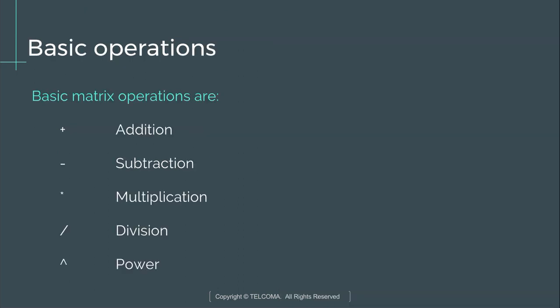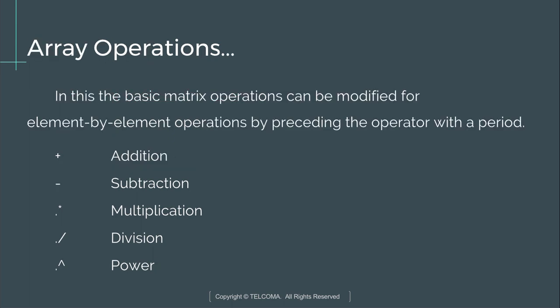Now, basic operations. Basic matrix operations are, as you all know, addition, subtraction, multiplication, division, or power. That will be shown here. But array operations are somewhat different from the basic matrix operations. In this, the basic matrix operations can be modified for element by element operations by preceding the operator with a period. Addition will be displayed with the plus sign, subtraction with the minus sign, but multiplication for element by element operations will be given as dot star. Similarly, division for element by element operation is dot division, and power for element by element operation is dot raised to power sign.